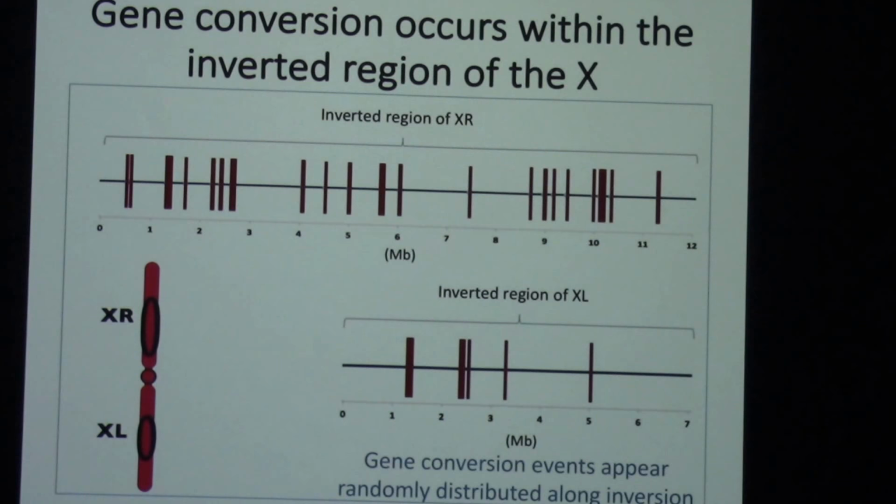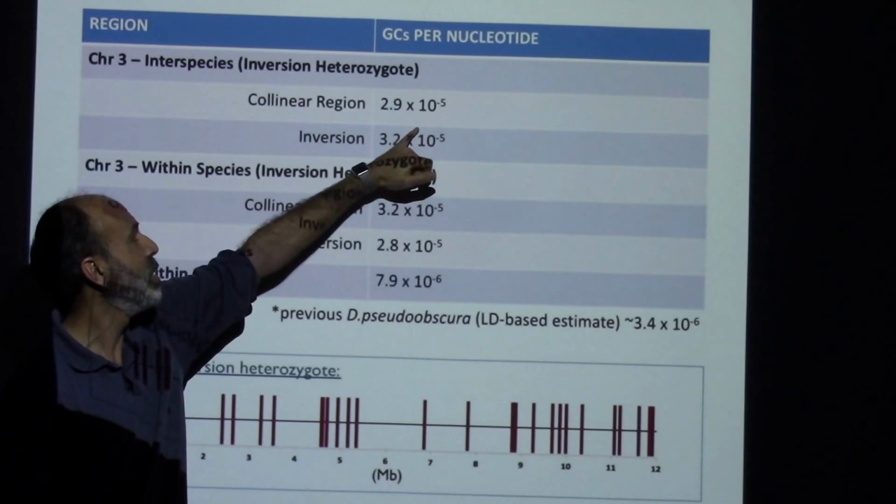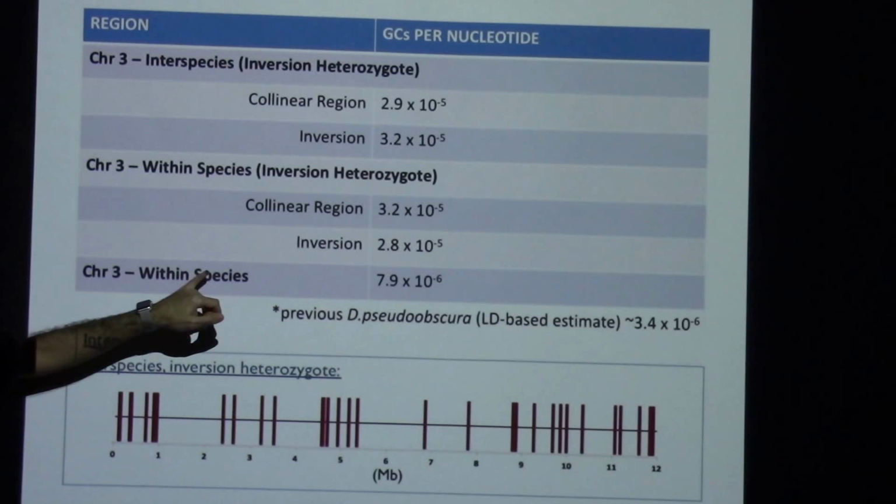So they seem pretty randomly distributed. In terms of the rates, she's working on some corrections now for missing ones, but the rates she has as of right now for between species inversion heterozygote, it's about 3 times 10 to the minus 5th. For within species inversion heterozygote, it's also about 3 times 10 to the minus 5th. And for within species homozygote, it looks like almost 1 times 10 to the minus 5th.